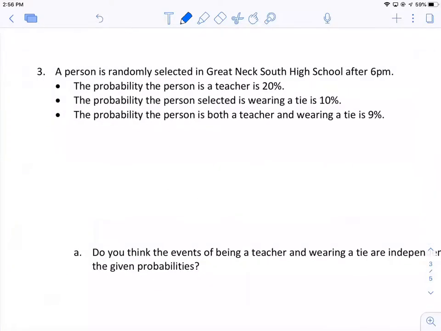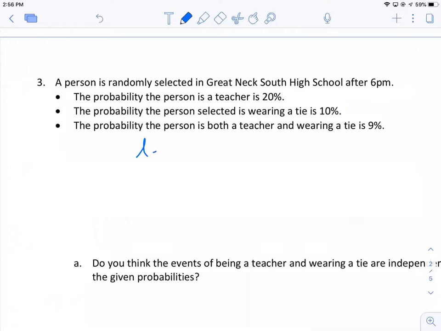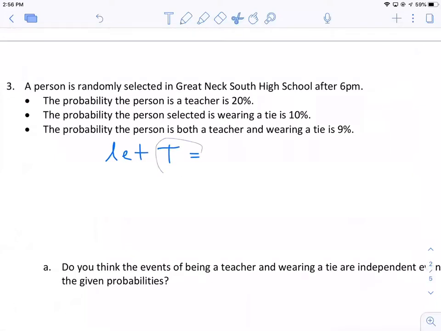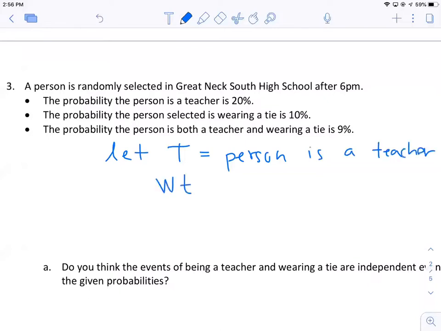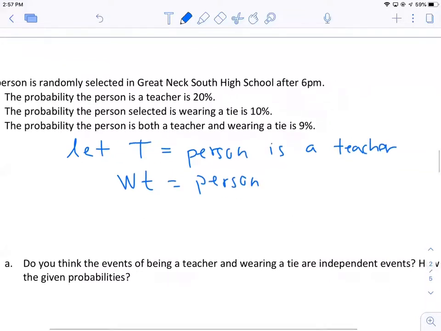So let's define our events first. I'm going to say let T equal the fact that the person is a teacher, so T equals person is a teacher. And I'll do wearing tie as WT, person is wearing a tie.